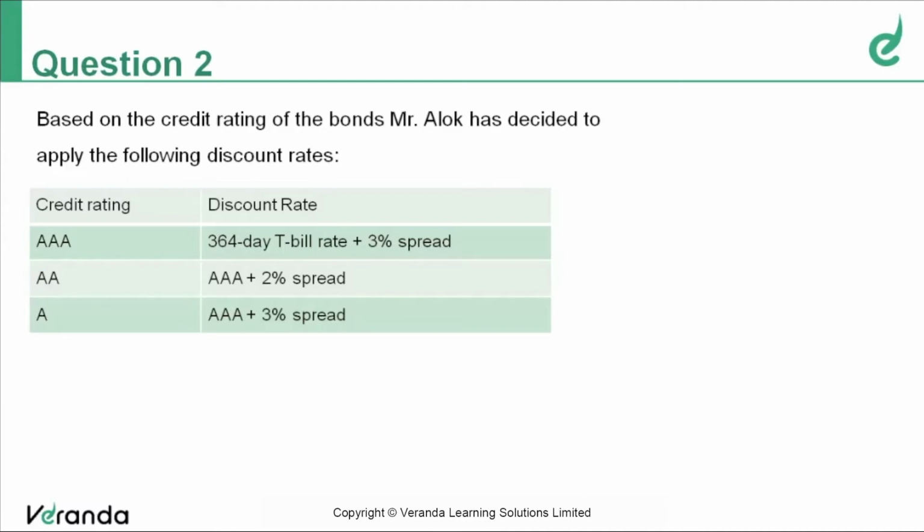Based on the credit rating of the bonds, Mr. Alok has decided to apply the following discount rates. Credit rating and discount rate. If credit rating AAA, discount rate is 364 days T-bill rate plus 3% spread. If credit rating is AA, discount rate is AAA plus 2% of spread. If credit rating is A, discount rate is AAA plus 3% of spread.